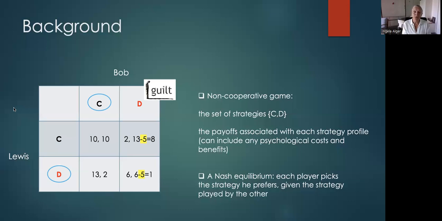So the payoffs can also include any psychological costs or benefits from choosing this or that strategy, or from experiencing psychological cost or benefit from, let's say, reducing the inequality between the players, right? And so here, a Nash equilibrium in such a non-cooperative game consists of a pair of strategies such that each player simply picks the strategy he prefers, given the strategy played by the other. And this here, it's picking the strategy with the highest payoff in the sense I just mentioned, given what the other player does.